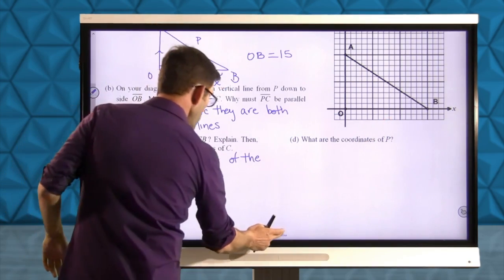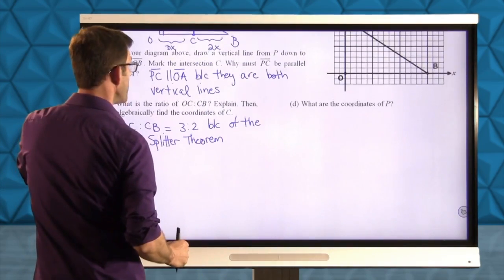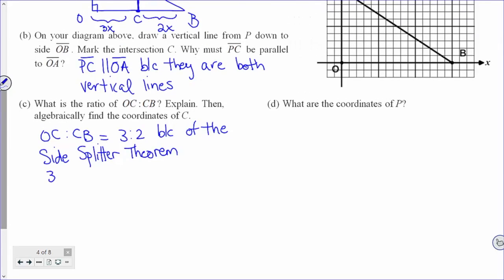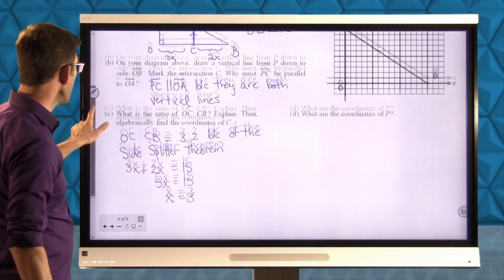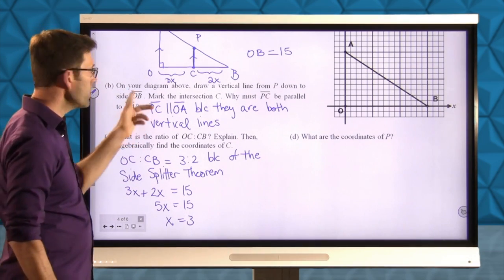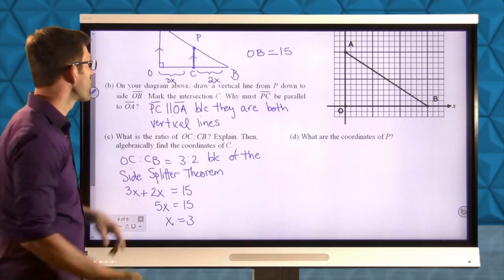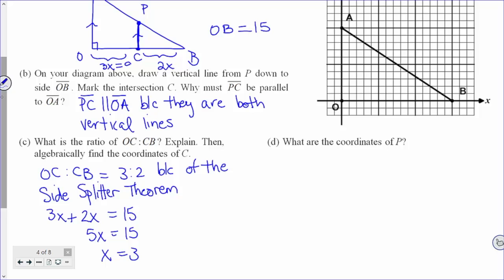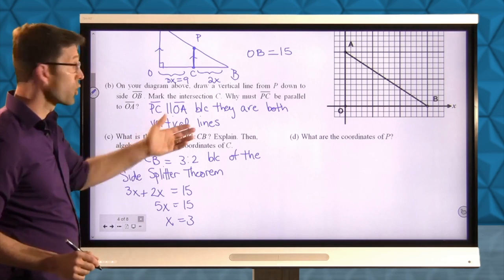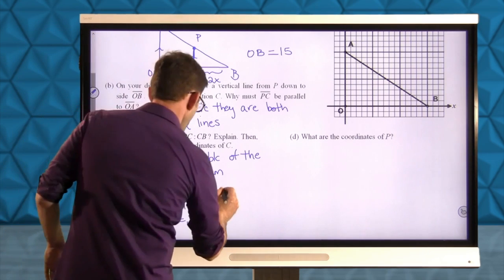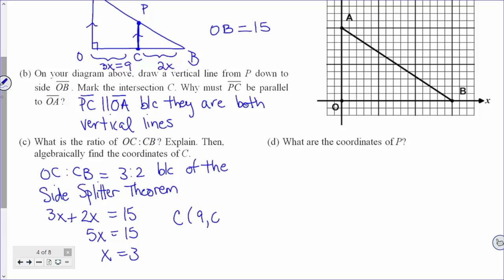So what I can now do, let me extend my page a little bit, is I can now say, well, I've got 3x plus 2x is equal to 15. So that gives me 5x is equal to 15, and x is equal to 3. Now, what can I do with that? Well, x is equal to 3, so this distance, 3x, must be equal to 9. And that means that the coordinates of C are at 9, 0.